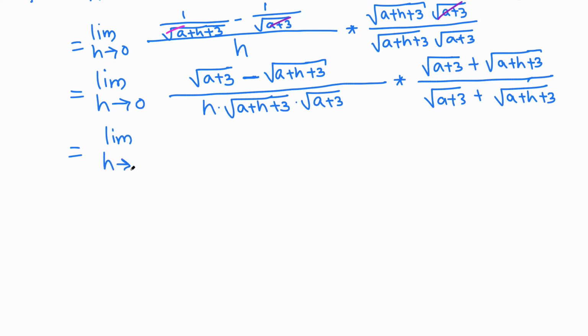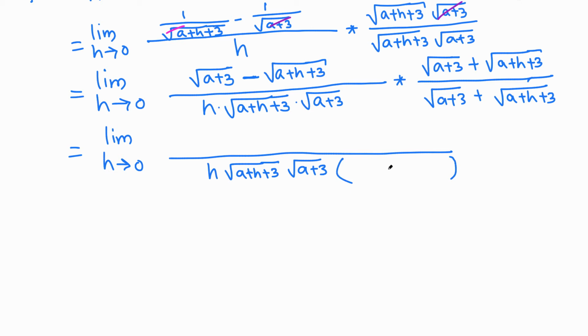Limit h going to 0, and there is no issue on the bottom, so we have h times the square root of a plus h plus 3 times the square root of a plus 3. The plus means it is a block. Okay, plus means always one block. So a plus 3 and the square root of a plus h plus 3.